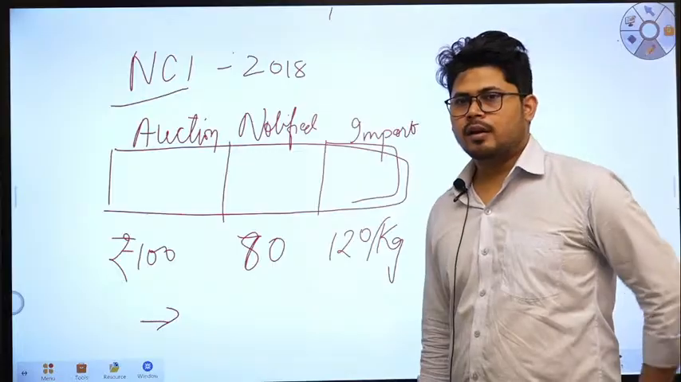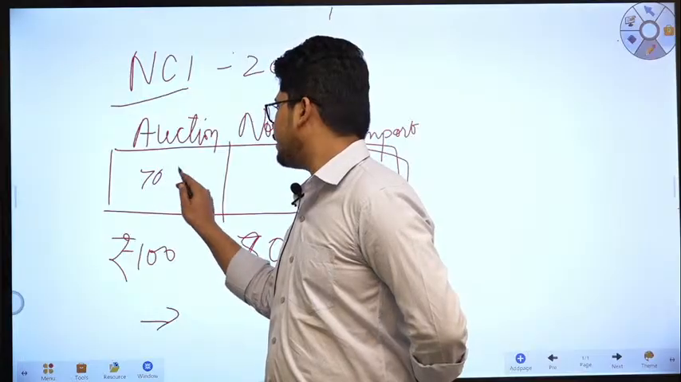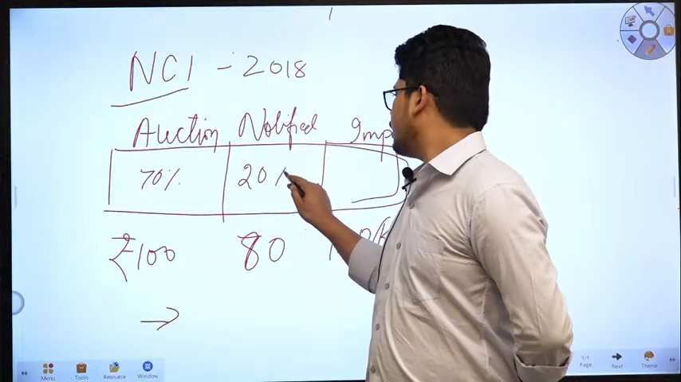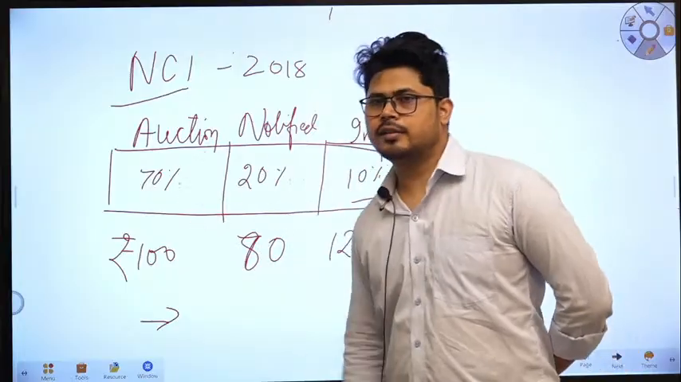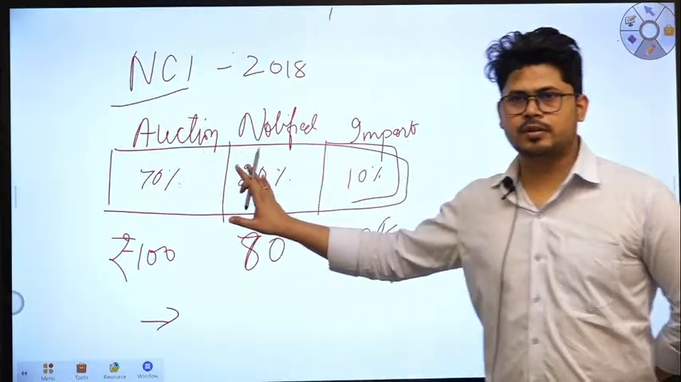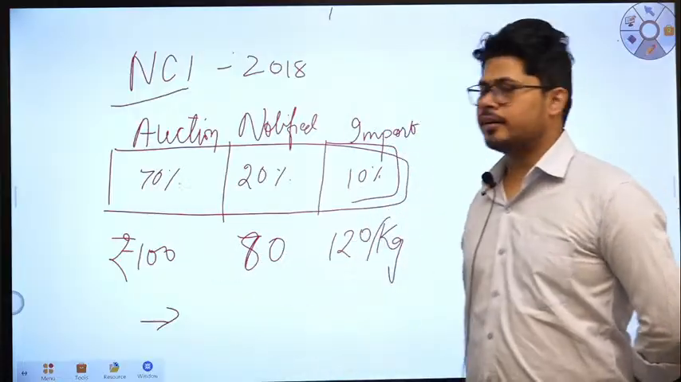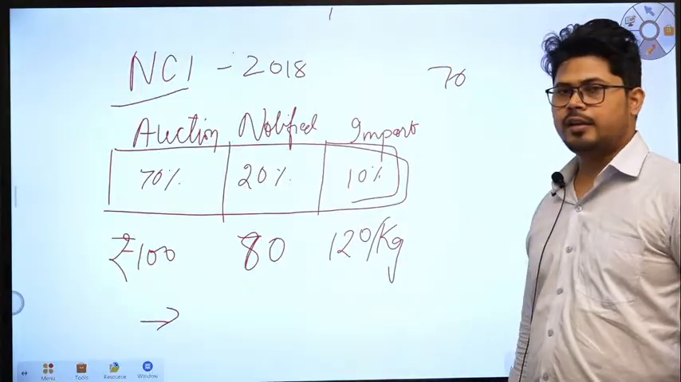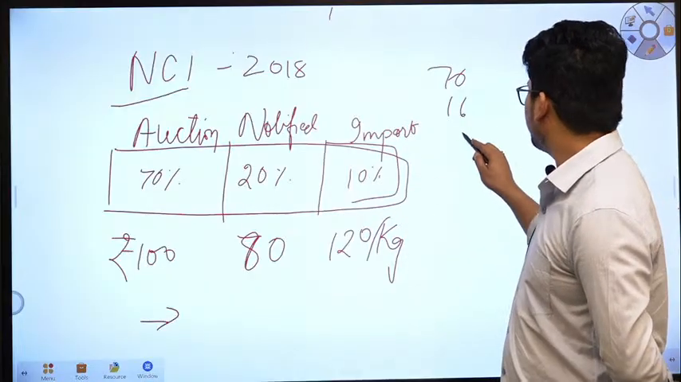Now what government did is auction price पे 70% weight, okay, notified price पे 20% weight, and import price पे 10% weight. 10, 20, 70, that amounts to 100. This is one thing I'm telling you for example. This is only for demonstration. This is not in reality. अब क्या होगा? 70% of 100, okay, that is 70. 20% of 80, okay, 16, and 10% of 120, that is 12.